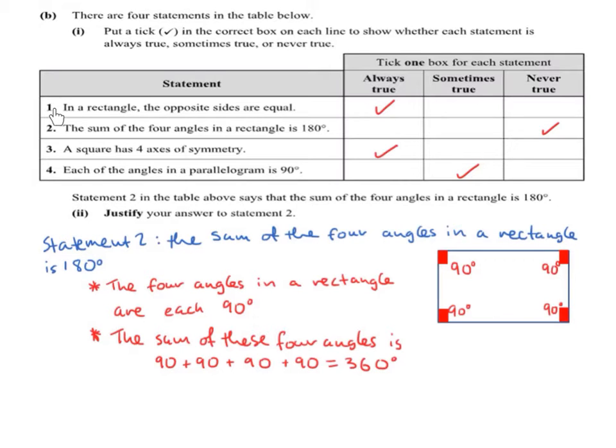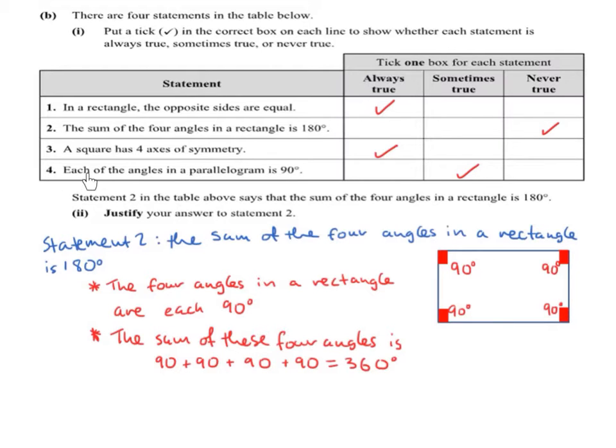So statement 1, in a rectangle, the opposite sides are equal. This is always true. The opposite sides in any rectangle are always going to be of equal length. Statement 2, the sum of the four angles in a rectangle is 180 degrees. This is never true. The angles of any quadrilateral, so the angles of any four-sided shape, will always add up to 360 degrees, not 180 degrees. Statement 3, a square has four axes of symmetry. This is always true. A square has four lines of symmetry that can be drawn into it.